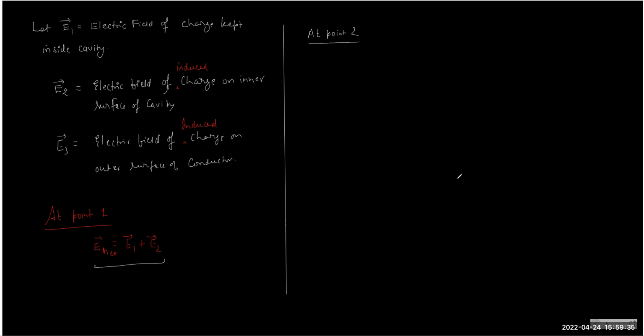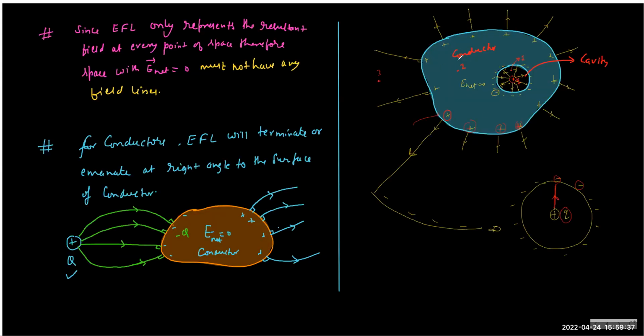If you look carefully at point two, it is within the bulk and outer surface. The rule is simple: the outer surface always creates the field outside the conductor only. So E3 cannot have any effect at point two. And we can also see that E1 and E2, the electric field of the plus charge and the induced charge, begin and terminate in the small cavity itself.